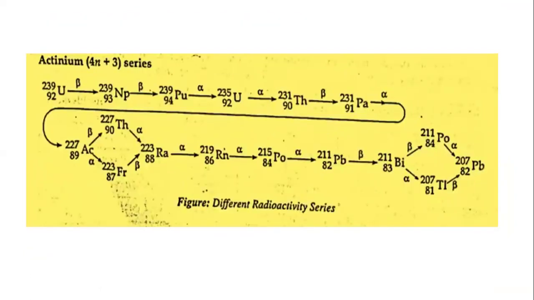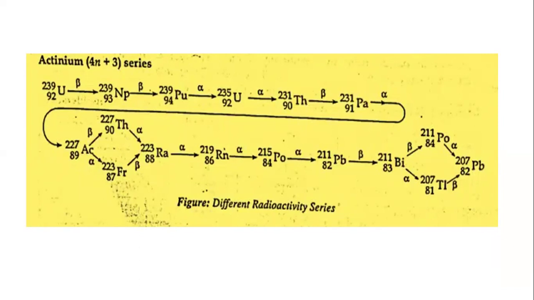Actinium series. It starts from uranium 239, and beta disintegration gives 93, neptunium, and beta disintegration gives plutonium. Again, alpha disintegration decreases the mass number by 4 units and the atomic number by 2 units and becomes 92, that is uranium, and again alpha disintegration becomes 90, that is thorium. On beta disintegration, the mass number increases by 1 unit, giving protactinium, and alpha disintegration gives actinium 89.